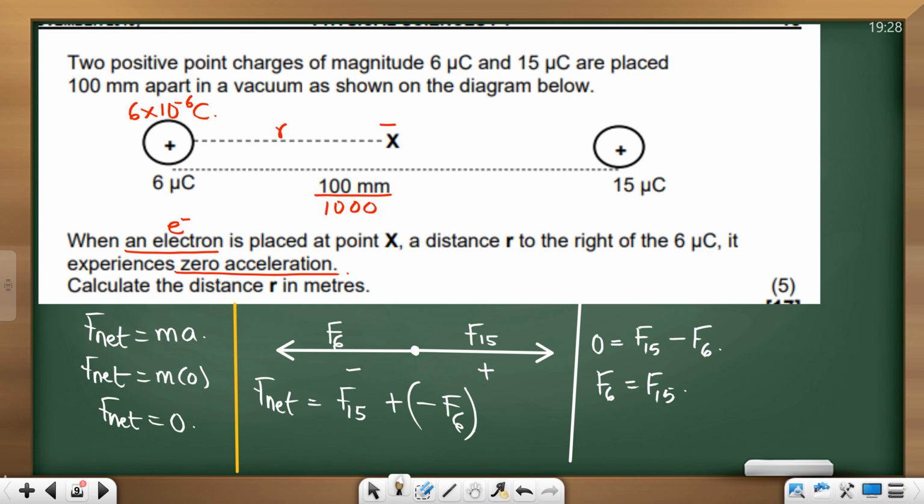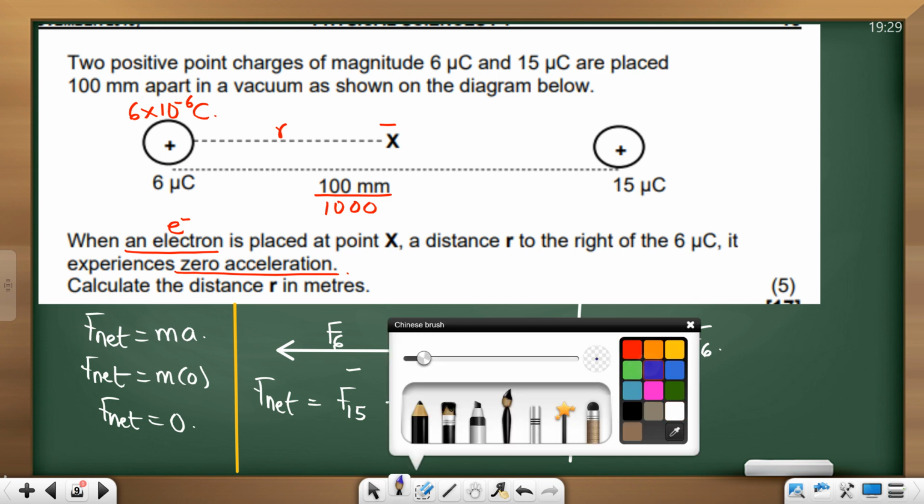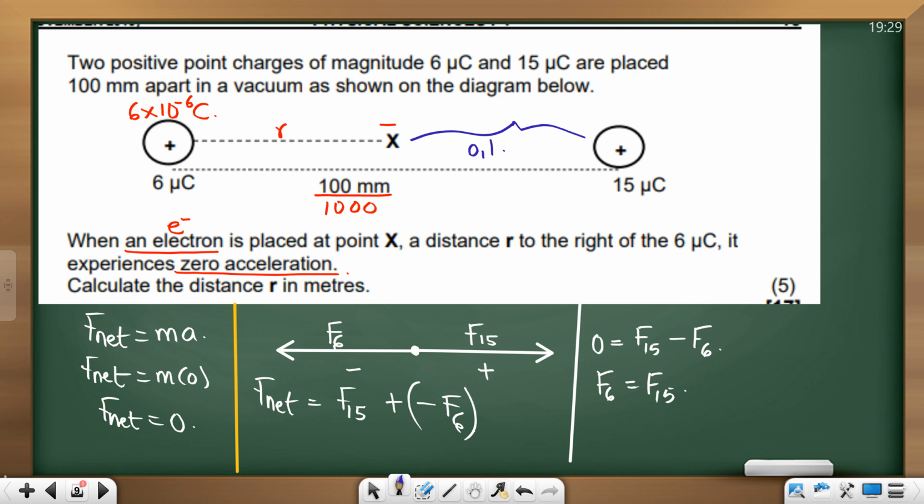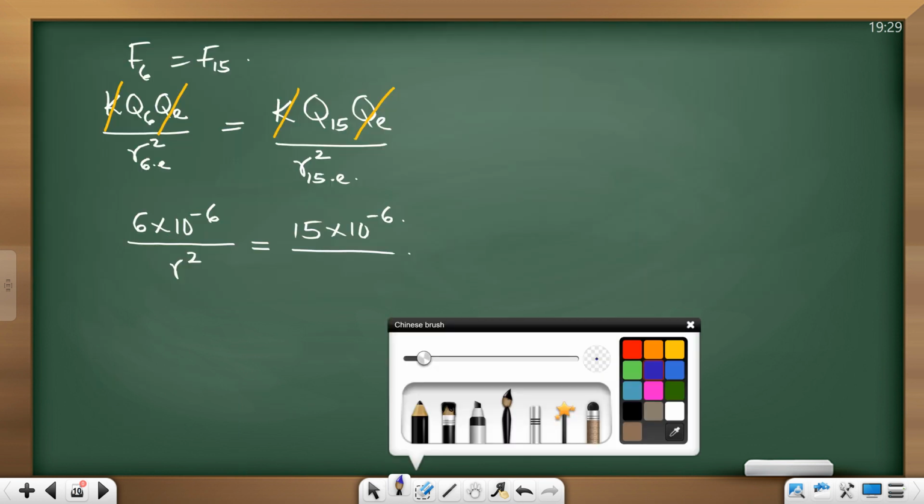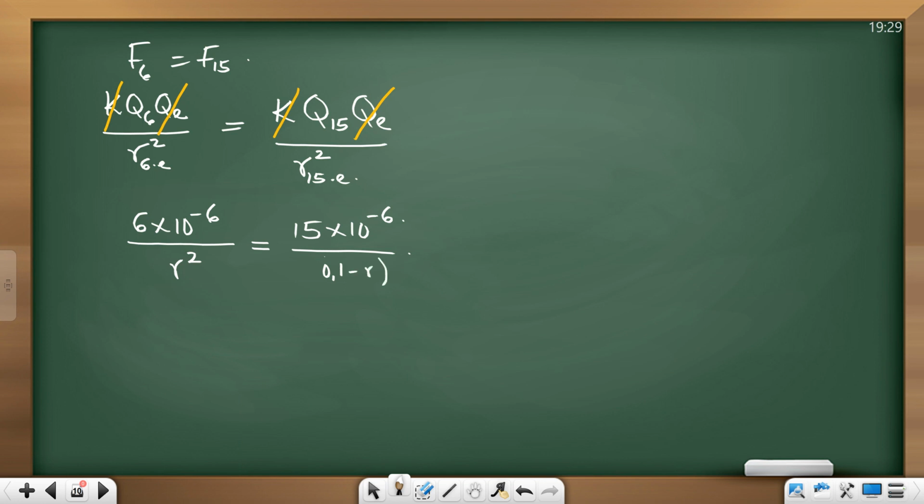Remember, the whole distance is what? 0,1. So the distance from the 15 will be 0,1 minus r. Okay. Electrostatics examiners love this. What are you going to do? Don't think of foiling. I'm just going to exchange. I'm going to bring this here. All the r's must be on one side. So what would I have? 0,1.